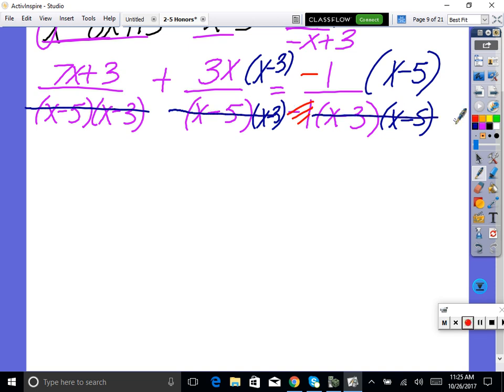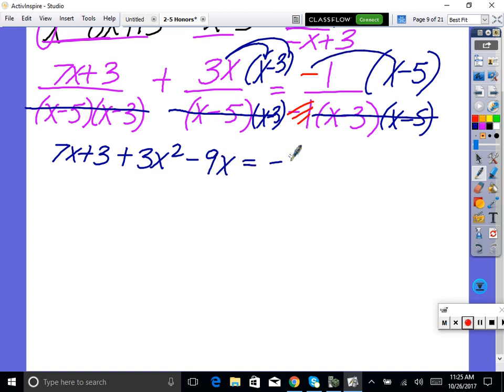So now we can solve these in the top. So 7x plus 3. 3x times x. 3x times -3. That equals negative 1 times x, negative 1 times 5. Now look, though, this is where people get stuck. You'd say, what kind of equation am I solving here?